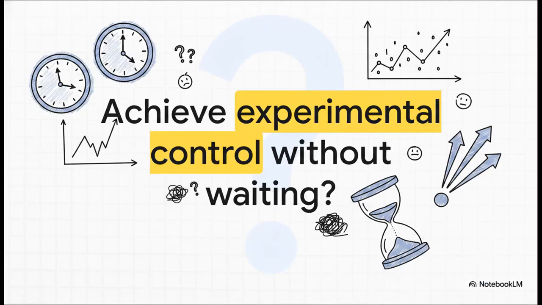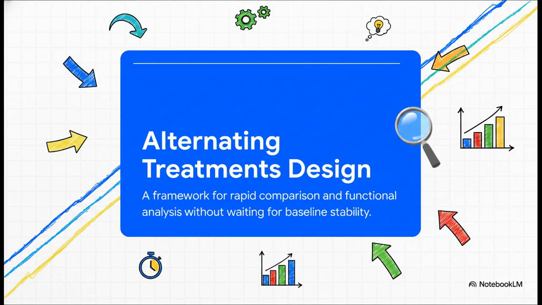So, to really get why this design is such a game changer, we kind of have to look at the traditional problem researchers are always running into. Namely, how in the world do we achieve experimental control without waiting weeks and weeks for baseline stability? In a traditional setup, proving your treatment actually caused a change usually means sitting around waiting for that baseline data to flatten out. And let's be real, in applied settings, you just don't have that luxury of time. When you need to make immediate decisions for someone's well-being, you can't just cross your fingers and wait. We need a faster, much more precise solution so we can confidently say, yes, our intervention is actually what's working here.